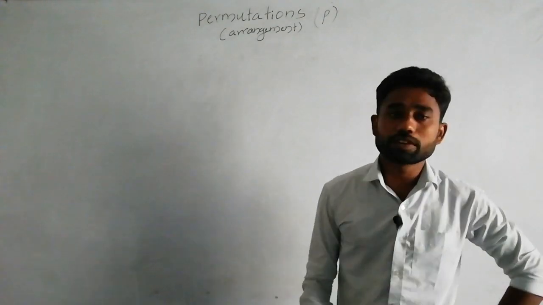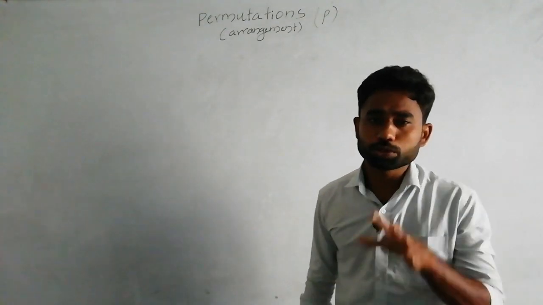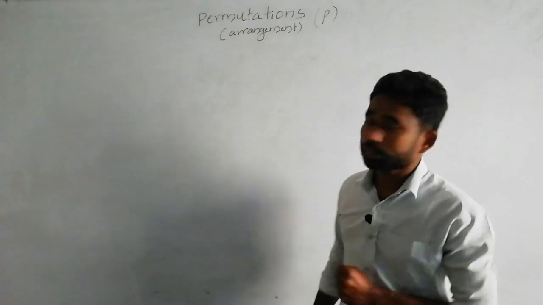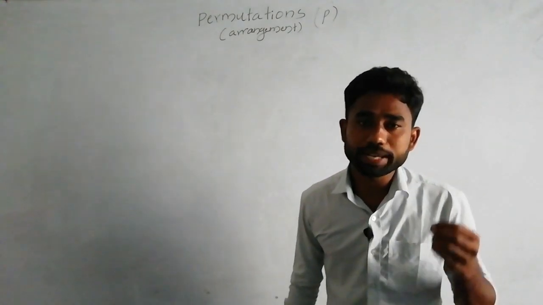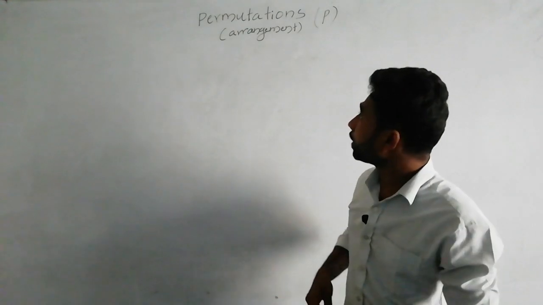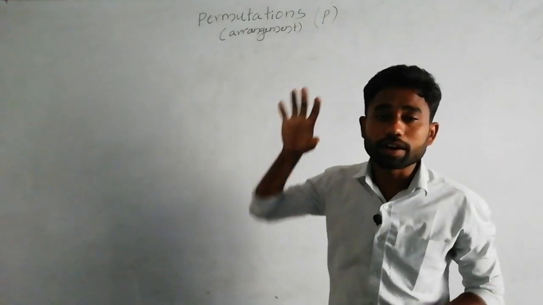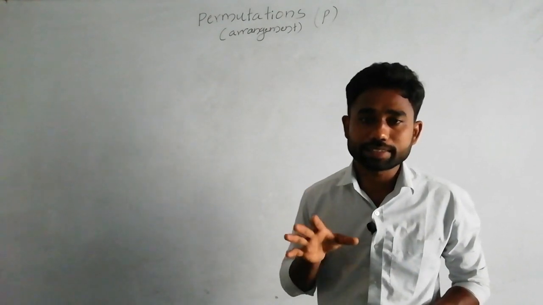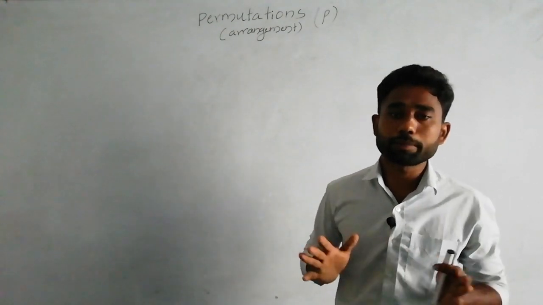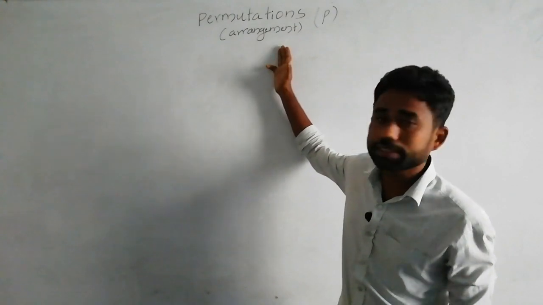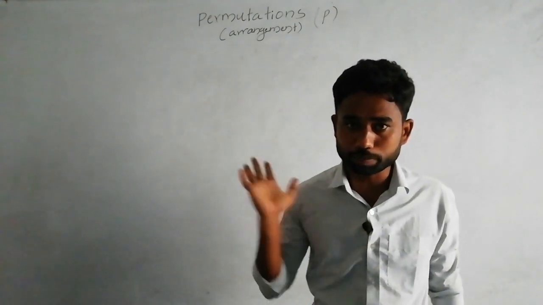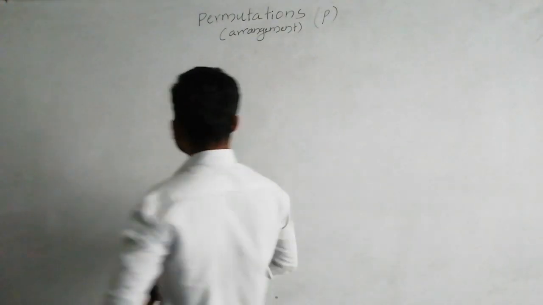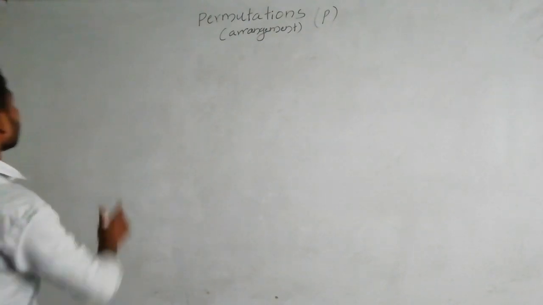Here in this video we are going to discuss permutations. Permutations are denoted by capital P. Permutations are arrangements of a finite number of selected things. We have to remember that a permutation is nothing but an arrangement. That's it. Here permutations are of two types.